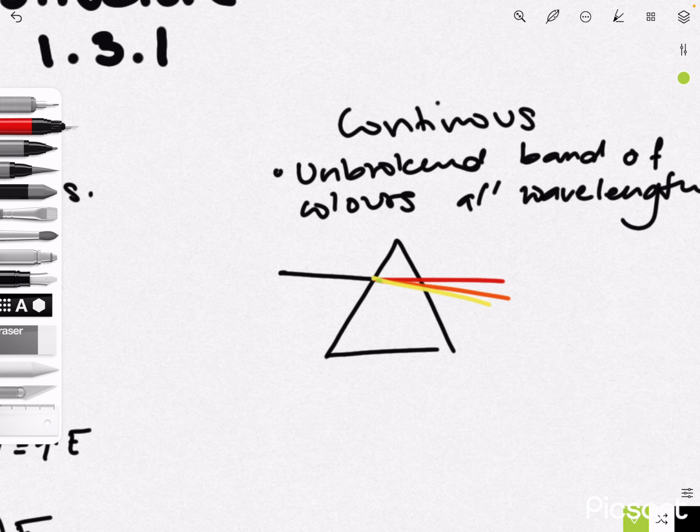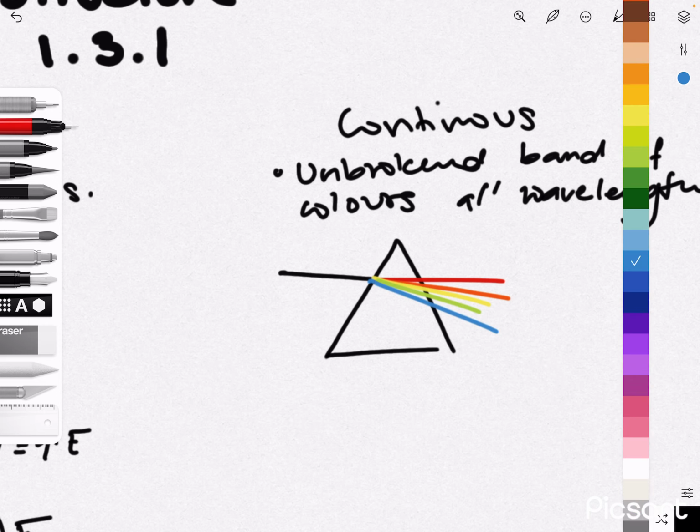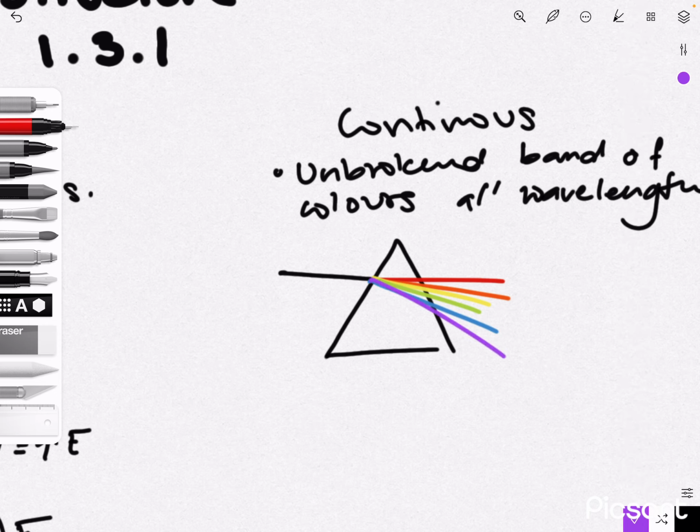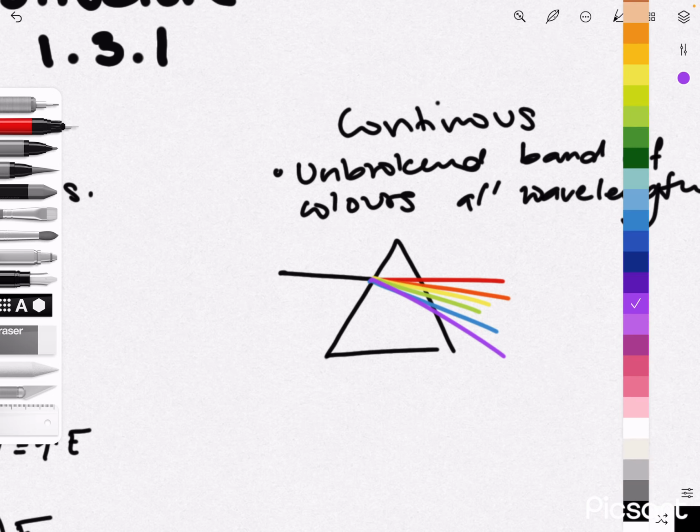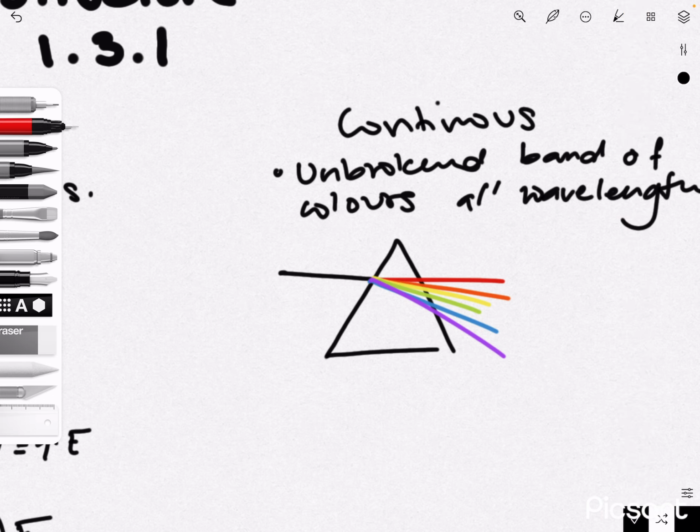Maybe if you're into Pink Floyd, you may have seen that very famous album cover. And this happens because each color is of a different wavelength, and white light, as we know, contains all colors in the visible spectrum.